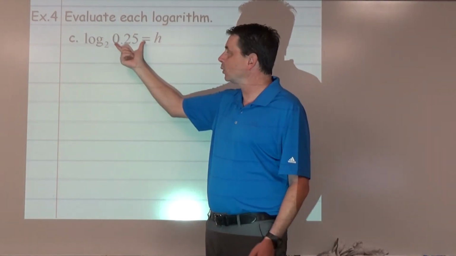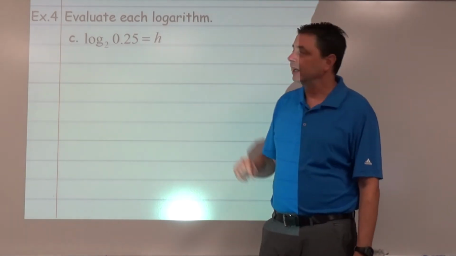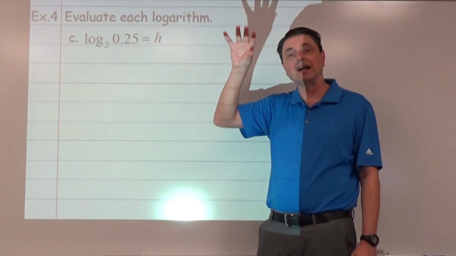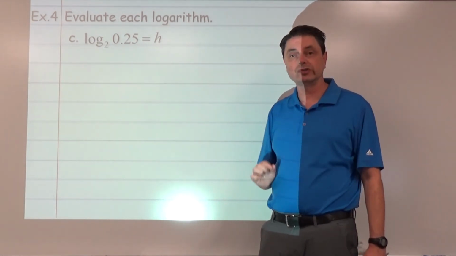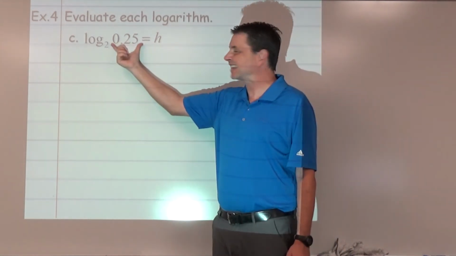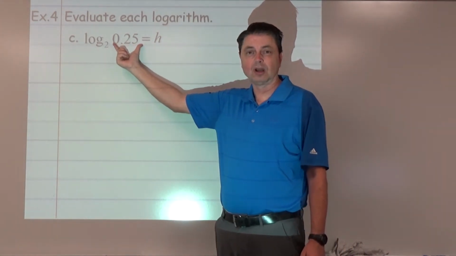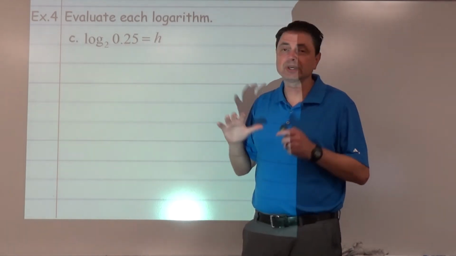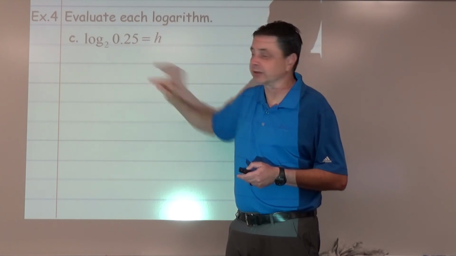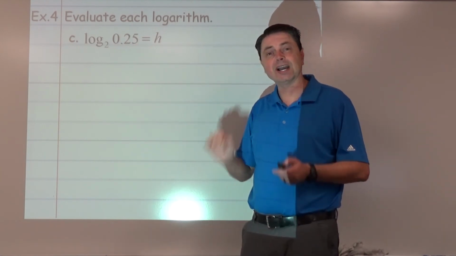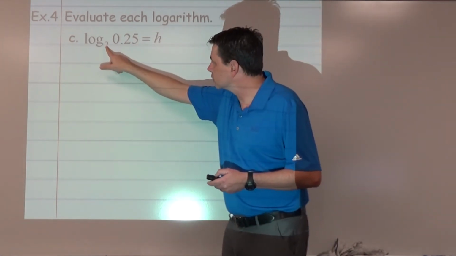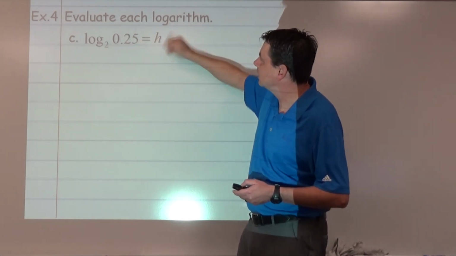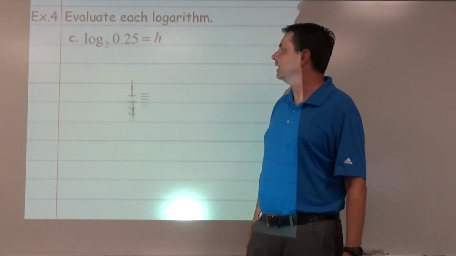So we can think of a couple ways to turn that into a fraction. 0.25 means 25 hundredths. So you can think of it as 25 over 100 and reduce. Or you can think of it in terms of, hey, that's like a quarter. 25 cents is a quarter. A quarter is 1/4 of a dollar. That means 1/4. To rewrite it, move the base. So the 2 moves over. 1/4 equals 2 to the power of h.